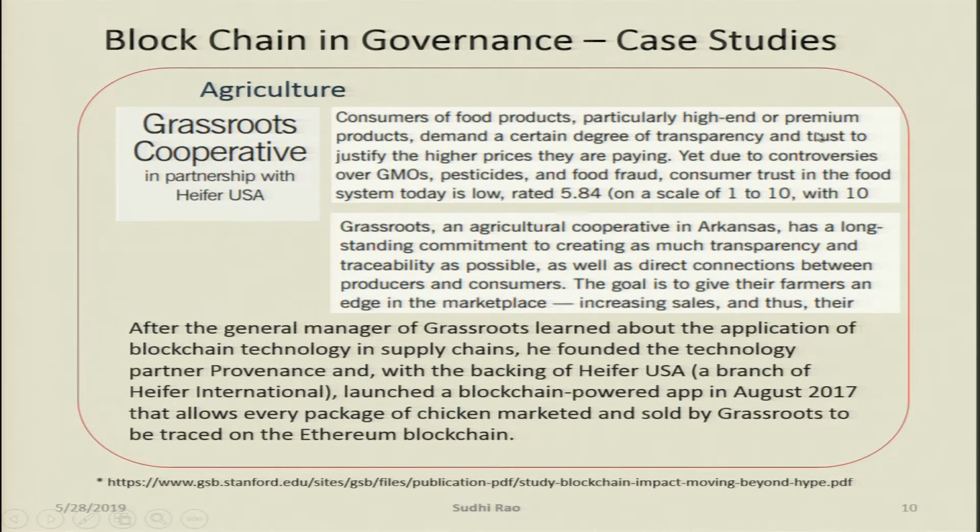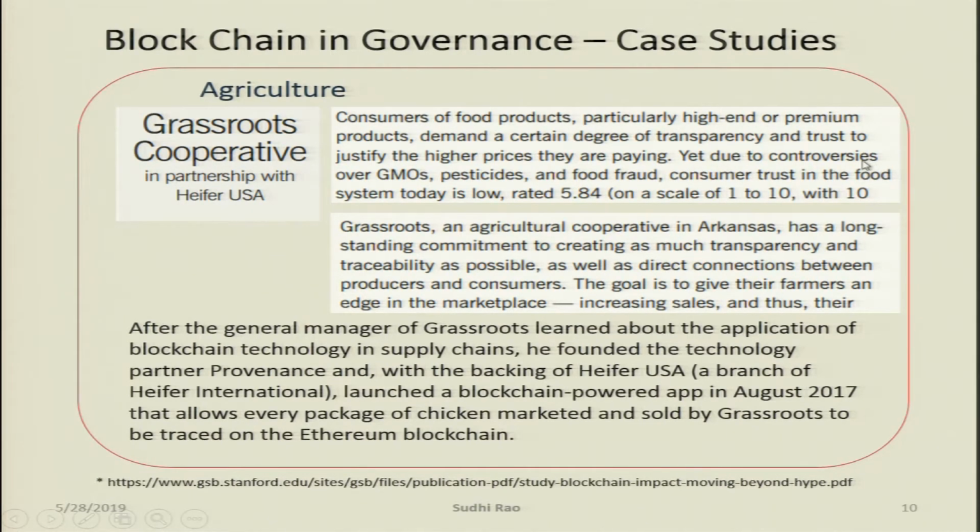Consumers need a certain degree of transparency and trust to justify the higher price they are paying. Particularly if I suspect one particular lot, say the milk I received one day tasted a little different, how can I go back and check where it came from? That will come only with transparency.